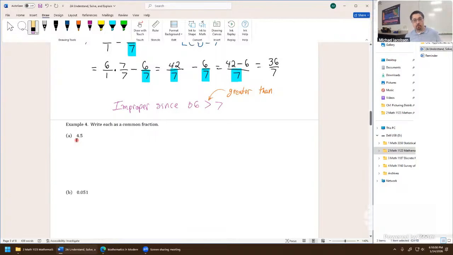This one's a decimal number, 4.5. And the trick to converting this into a common fraction is to think in terms of place value. That 5 there after the decimal point is 5/10, so it's in the 10ths position.